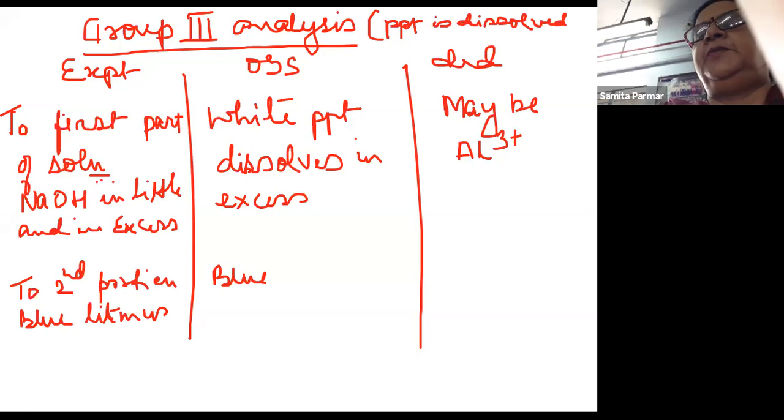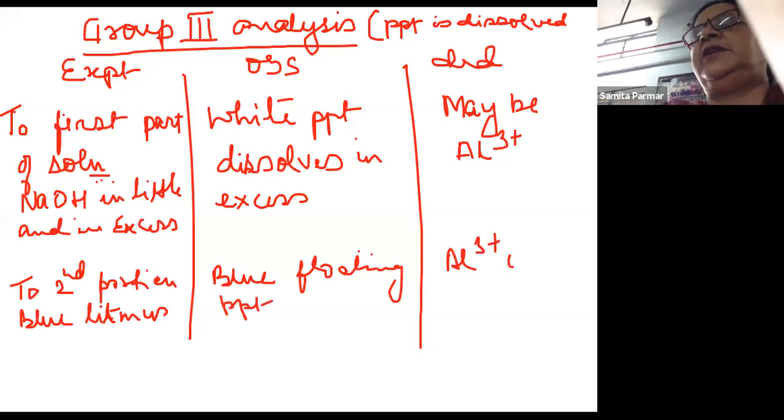So this is what I wanted to tell you. PPT is obtained, so Al3+ ions are confirmed. This is the theoretical part. So now we will begin with the practical part.